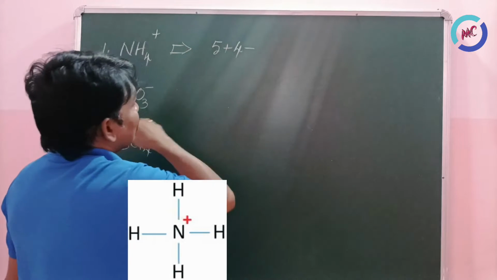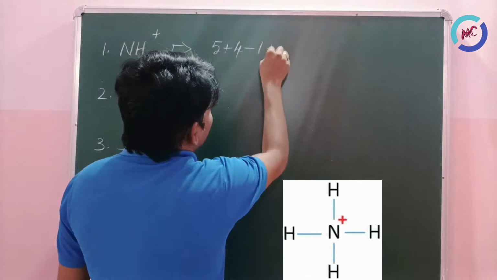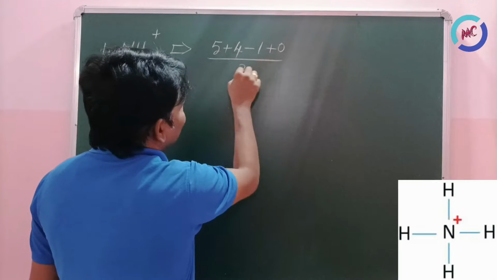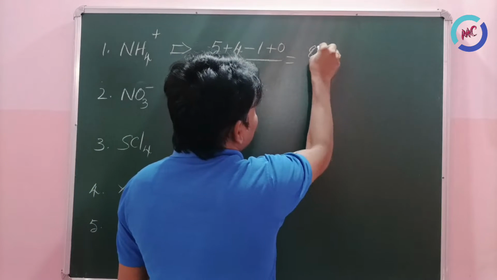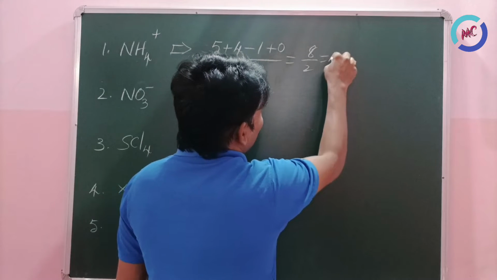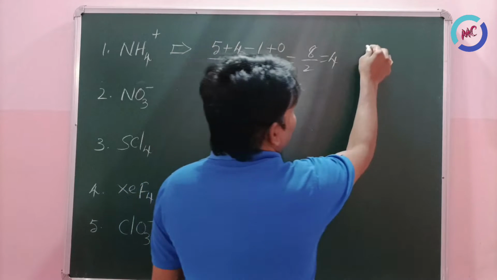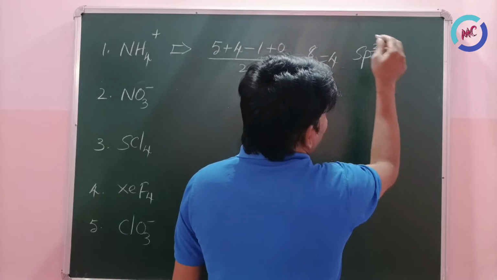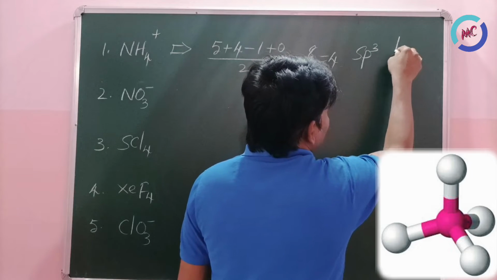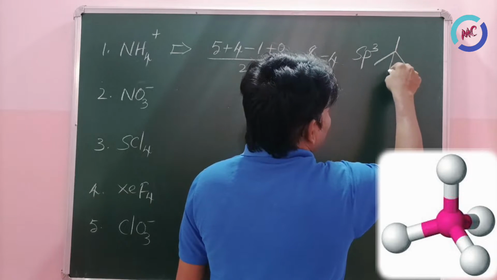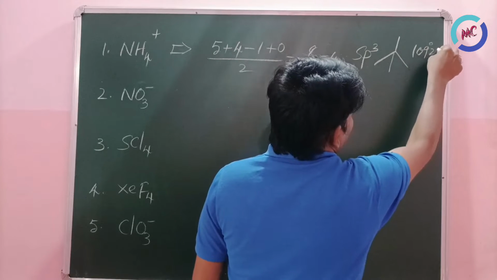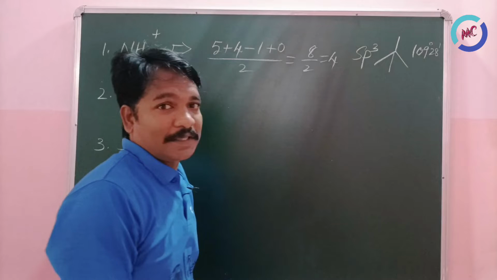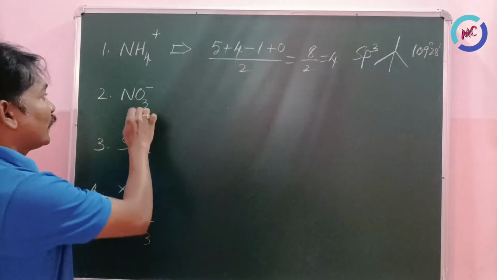Minus, there is a cation, I am writing 1. There are no anions, 0, by 2. That is equal to 4 minus 1, 3. 5 plus 3, 8. By 2 is equal to 4. Then it is sp3 hybridization, and the shape is tetrahedral and bond angle is 109 degrees 28 minutes. Clear? Now next one, NO3 minus.